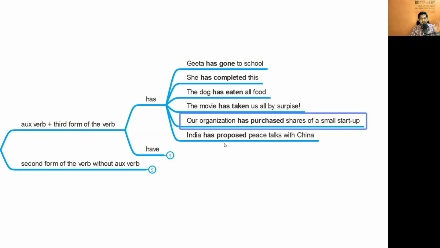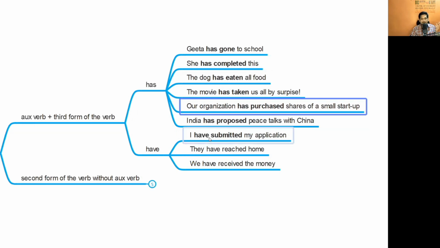So has purchased. India has recently proposed some peace talks with China. So recently is almost hidden everywhere, but it is there. So India has proposed peace talks with China. Recently it has proposed. Okay. So that is has. Similarly, have. Now, you have to use have after I, after they, and after we. In all the rest of the cases, you can use has. Okay. So same funda. I have submitted my application. Means that recently I've submitted my application.